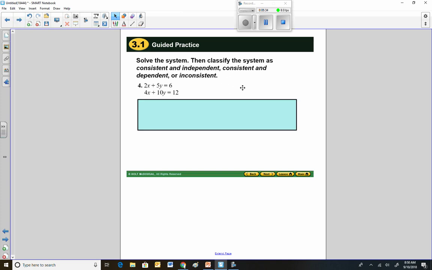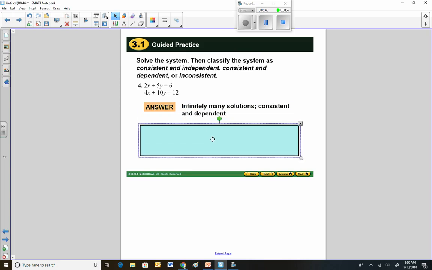Try to graph these two lines and decide consistent and independent, consistent and dependent, or inconsistent. Pause your video, graph the two lines. Welcome back, and look at this. They are the same line. So there are infinitely many solutions, consistent and dependent.